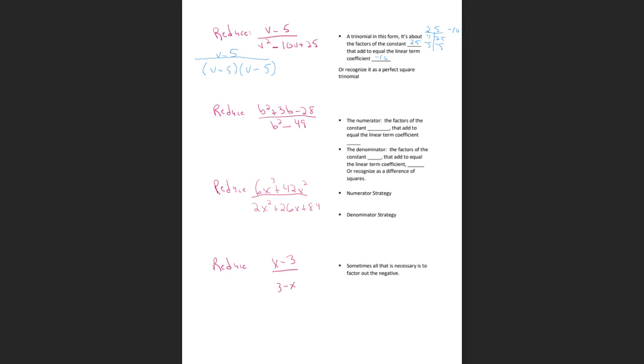So now the numerator and denominator are factored. I look for any like factors, and since the v minus 5 is the same on the top and the bottom, I'm allowed to divide those out. So what this leaves me then is nothing on the top. So in other words, it's a 1, because remember, special 1. And that leaves me then this v minus 5. You could also recognize this is a perfect square trinomial.